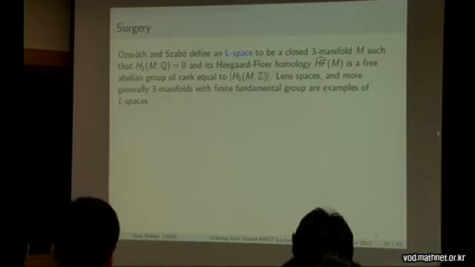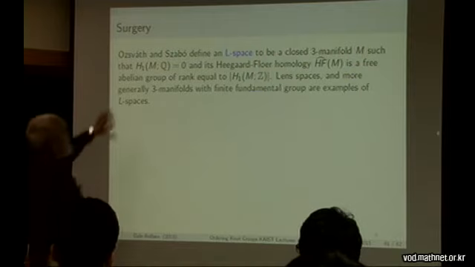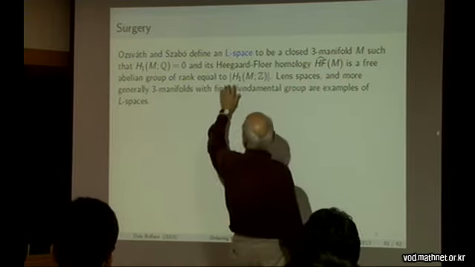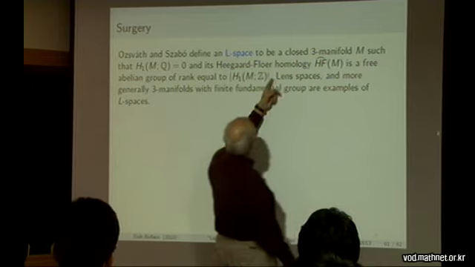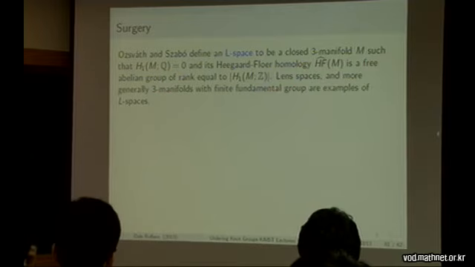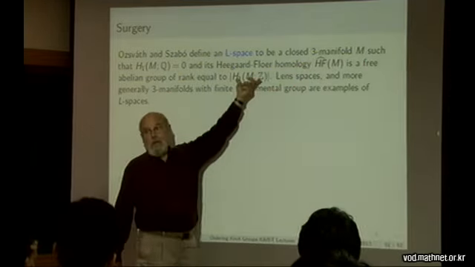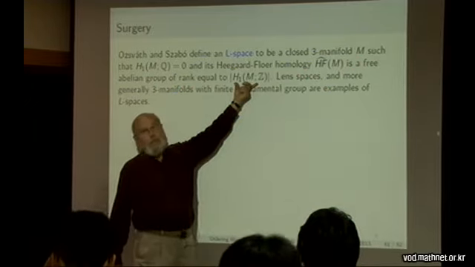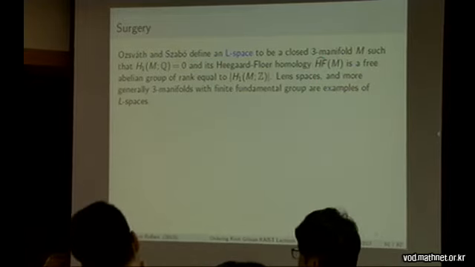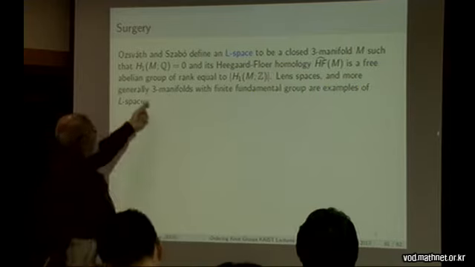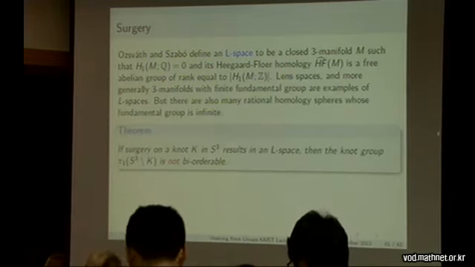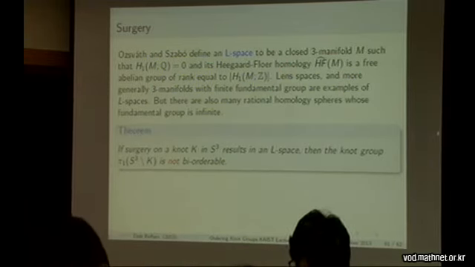And its Heegaard Floer homology is as simple as possible: in general, the Heegaard Floer homology group is an abelian group of rank at least this, but if it's equal to just that, the cardinality of the first homology with integer coefficients, which will be a finite group. So, for example, lens spaces, or more generally 3-manifolds with finite fundamental group, are L spaces. But there are a lot of L spaces with infinite fundamental group also.